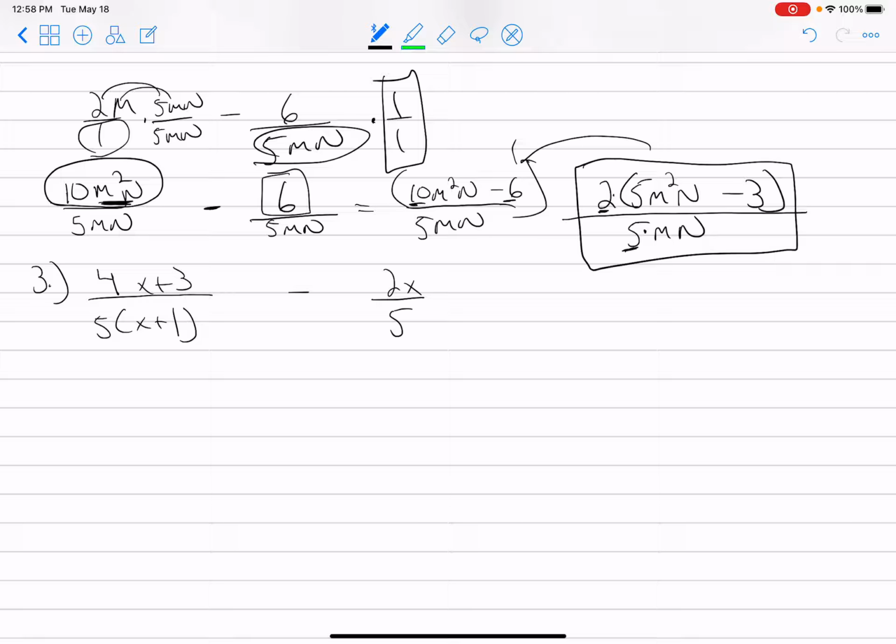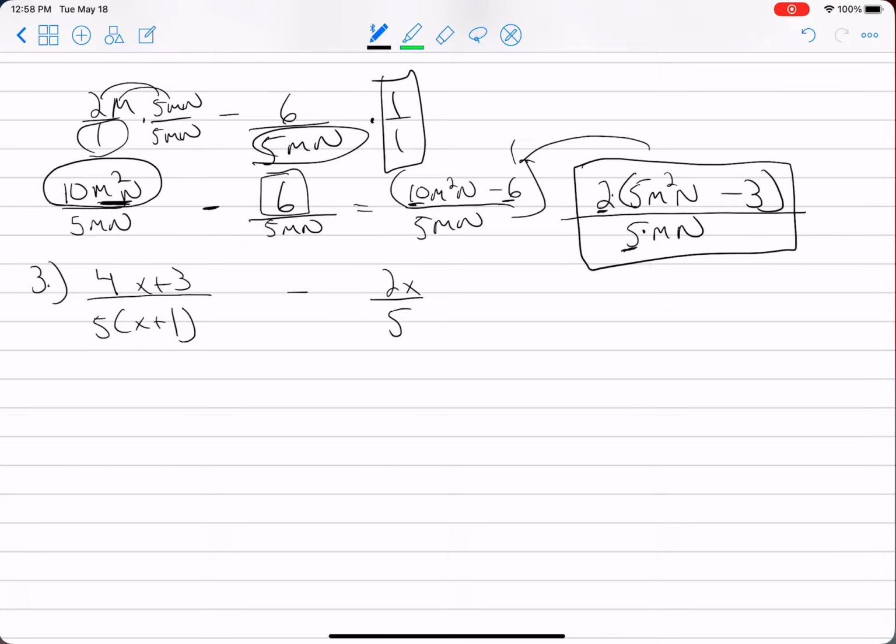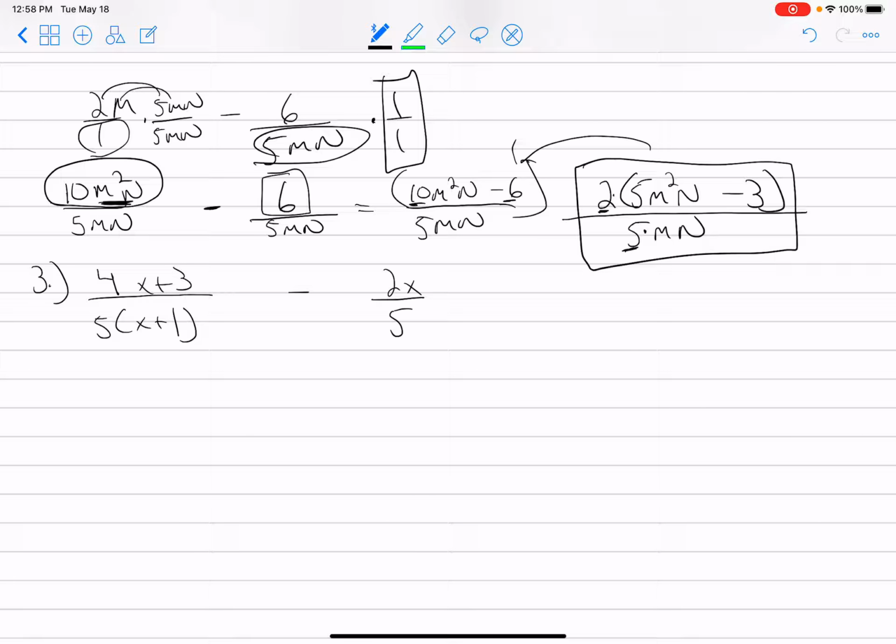All right, last one. This one you haven't seen. Why don't you try it, though? Big question is, what do you think your common denominator is going to be? Well, this one is a 5 times x plus 1, and this one is just a 5. So my common denominator, I'm going to call it 5 times x plus 1. Well, why? They both share the 5, and this one just needs an x plus 1. I can do that.